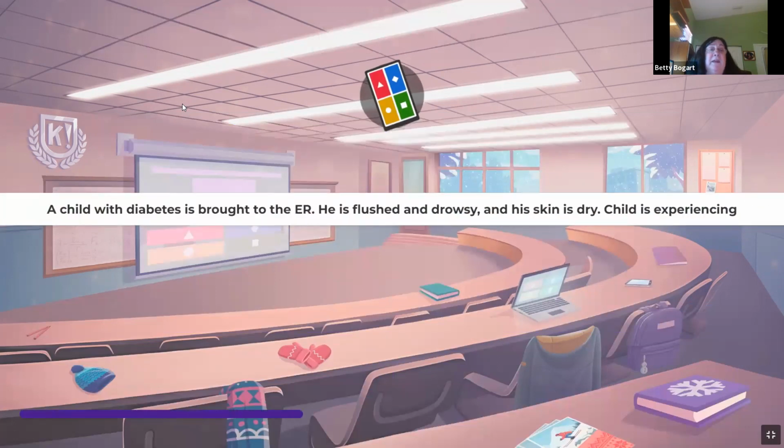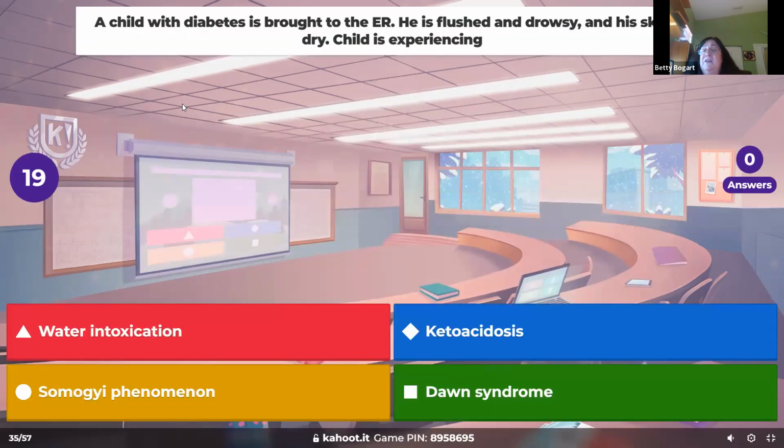A child with diabetes is brought to the ER. He's flushed, drowsy, and his skin is dry. The child's experiencing what?